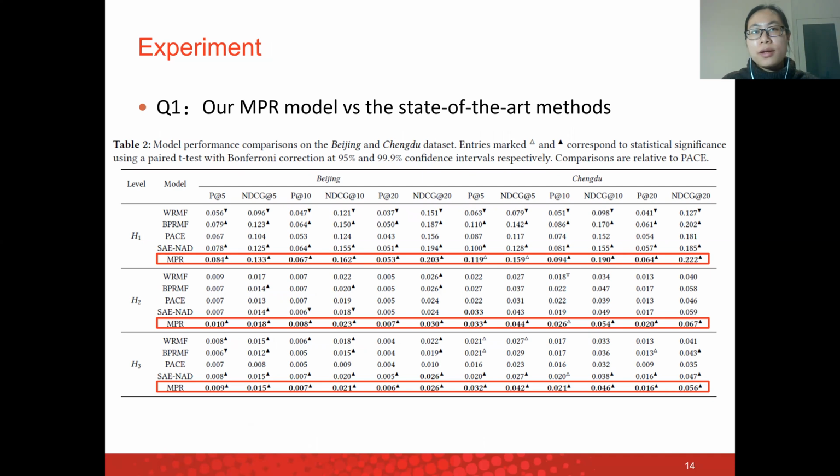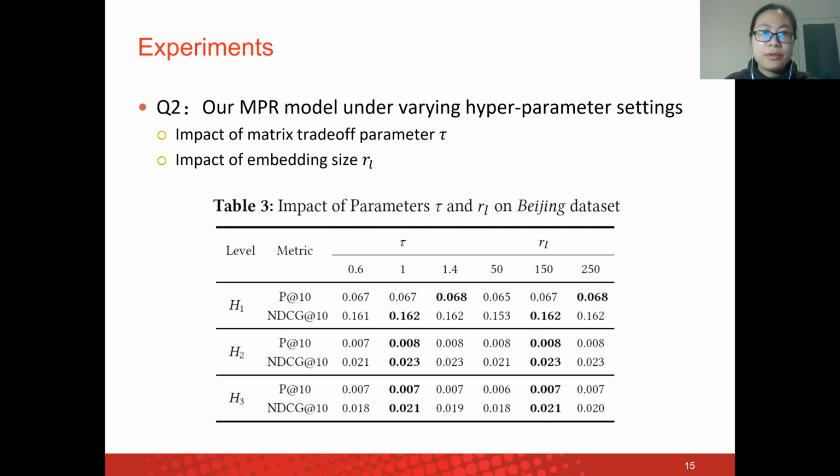In the following experiments, we aim to answer 4 research questions. The first one is, how does our Ampere model perform compared with the state-of-the-art methods? You can find in this table, we have listed the results under different performance metrics, different cases, and different datasets. The second question is, how does our Ampere model perform under different hyperparameter settings? Here we list 2 different parameters and show the result. One is a matrix trade-off parameter and the other is embedding size.